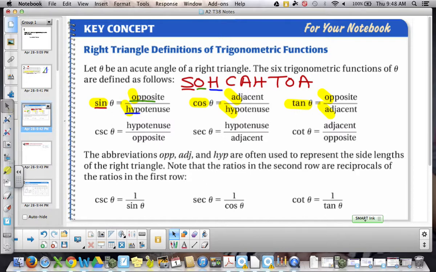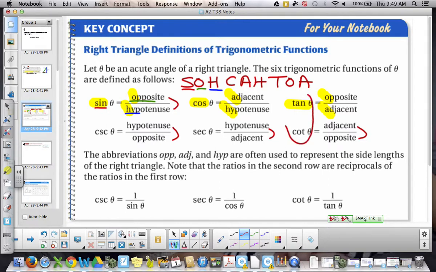Now, for cosecant, secant, and cotangent, excuse me, what we want to notice is that these are just the reciprocals of the first 3. So cosecant is just the reciprocal of sine. Notice that sine is opposite over hypotenuse. Cosecant is the exact opposite, hypotenuse over opposite. Cosine is adjacent over hypotenuse. The secant is the hypotenuse over the adjacent. And cotangent is just the reciprocal of tangent. So the trick becomes just to remember what goes with what. Well, cotangent obviously is going to go with tangent.